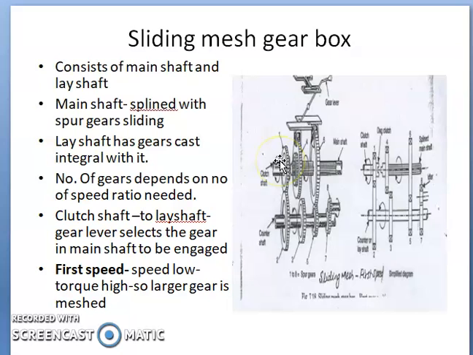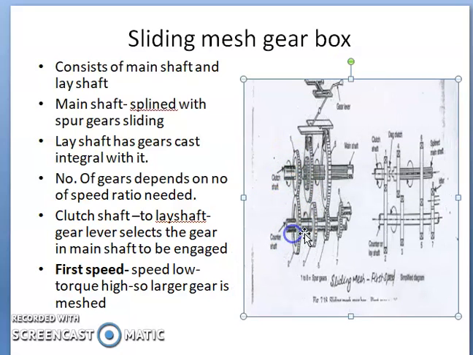This is rotating anti-clockwise, this clockwise, again this gets meshed, and again this comes to the clockwise direction, and from the main shaft it goes to the universal joint and the rest of the transmission line. Now we can see how the second gear works.